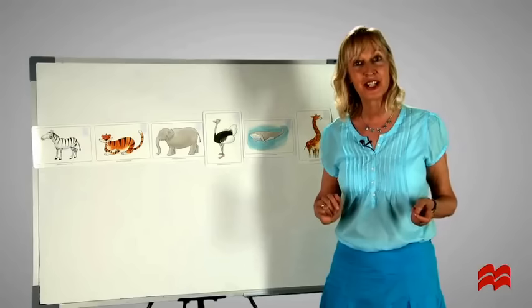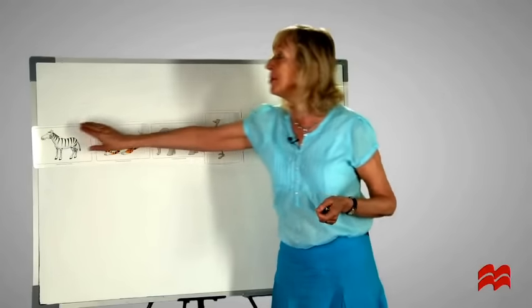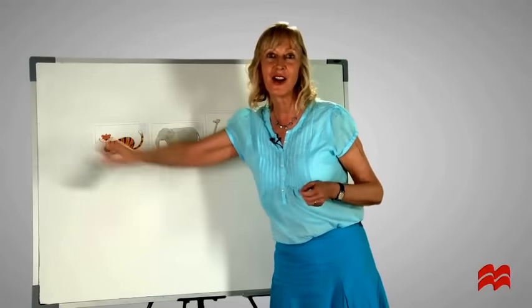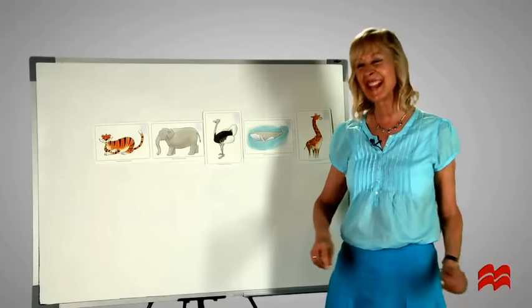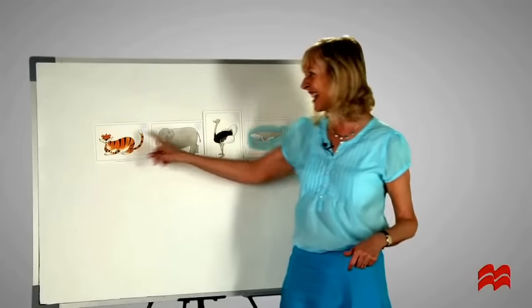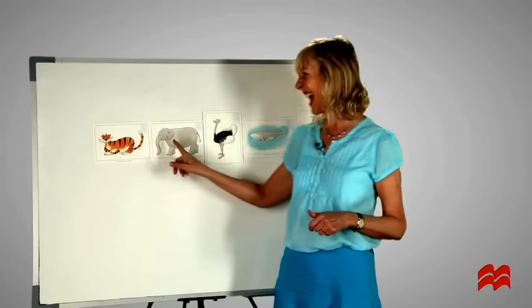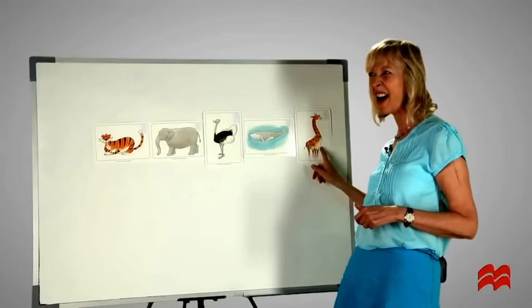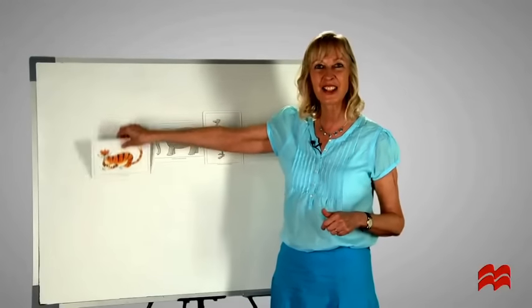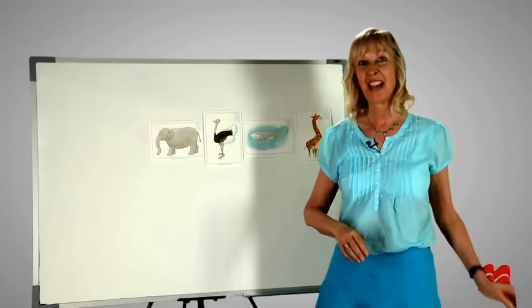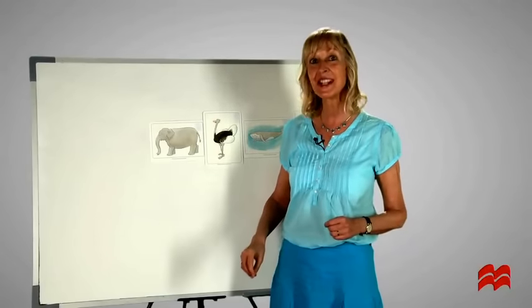When you think the children are doing this confidently, remove the first flashcard and continue in the same way. Zebra, tiger, elephant, ostrich, whale, giraffe. Remove the second flashcard in the same way and repeat the sequence with the children again.